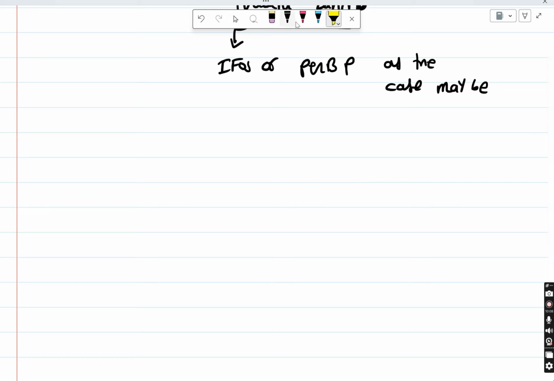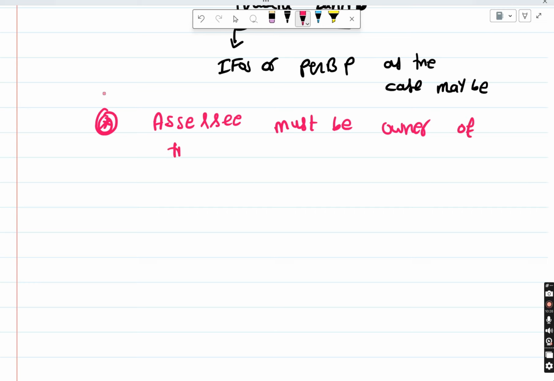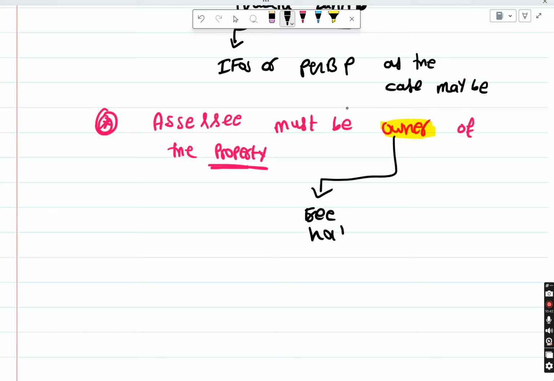Then condition 2, another condition. For this, our assessee must be owner of the property. Assessee means whoever has to pay the tax. So now we discussed what is property already, right? For that, our assessee should be owner. Now when I say owner, there are two types of owner we can say, freehold or leasehold.